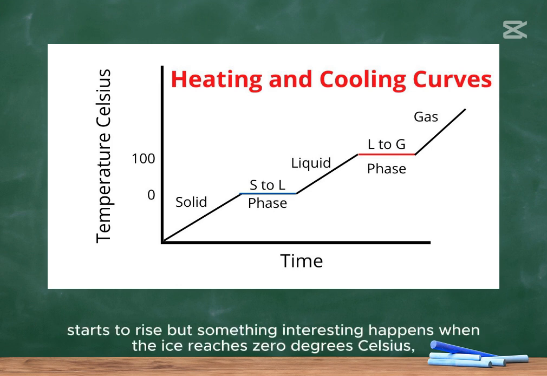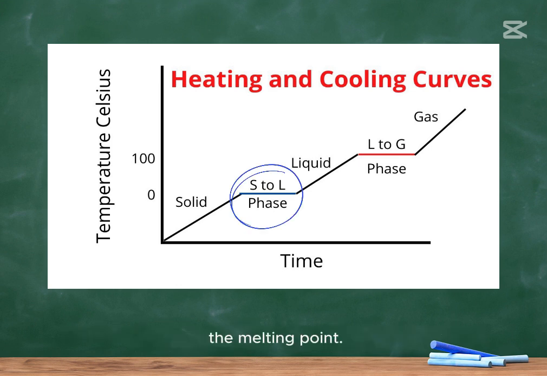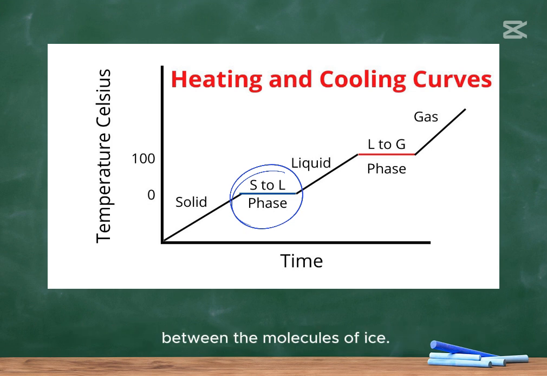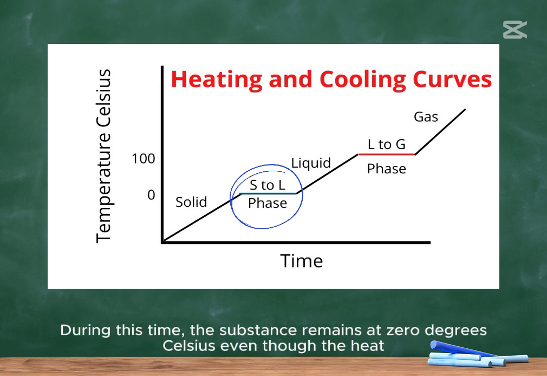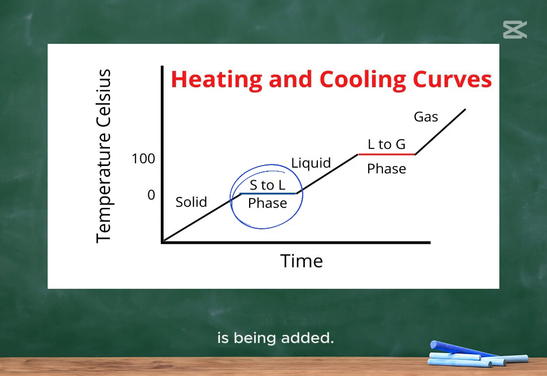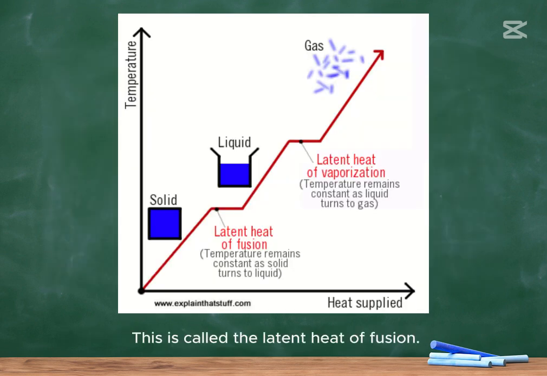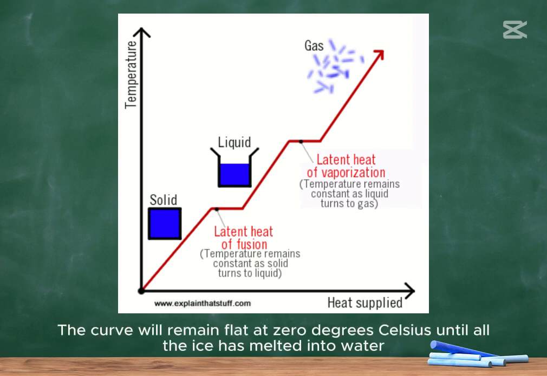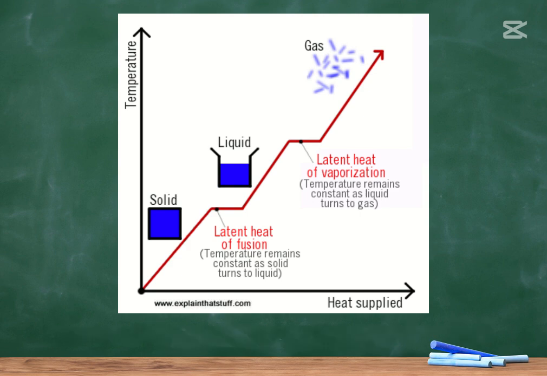to rise. But something interesting happens when the ice reaches 0 degrees Celsius, the melting point. Instead of the temperature continuing to climb, the heat energy goes into breaking the bonds between the molecules of ice. During this time, the substance remains at 0 degrees Celsius, even though the heat is being added. This is called the latent heat of fusion. It's the energy required to change the substance from solid to liquid without changing the temperature. The curve will remain flat at 0 degrees Celsius until all the ice has melted into water.